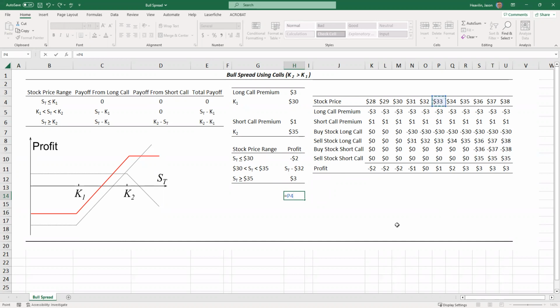33 stock price minus K1, which is 30, right? But now remember the premiums, minus the $3 you paid for the long position on the call when you purchased the call, plus the $1 you received. And if we did this right, we should get $1. So this $1 is the same as this. So when the stock price is 33, you follow the formula, you get $1.